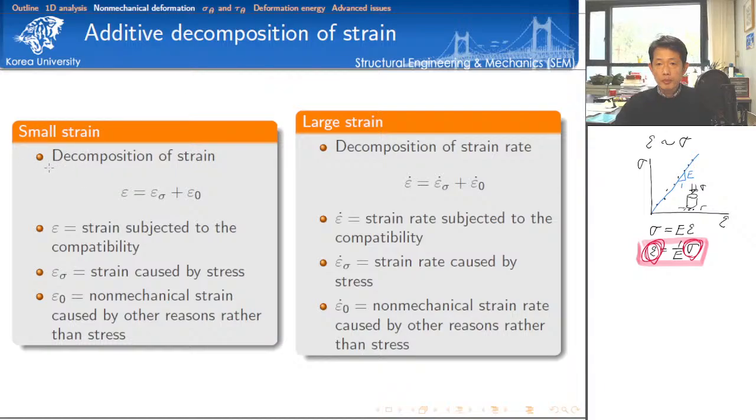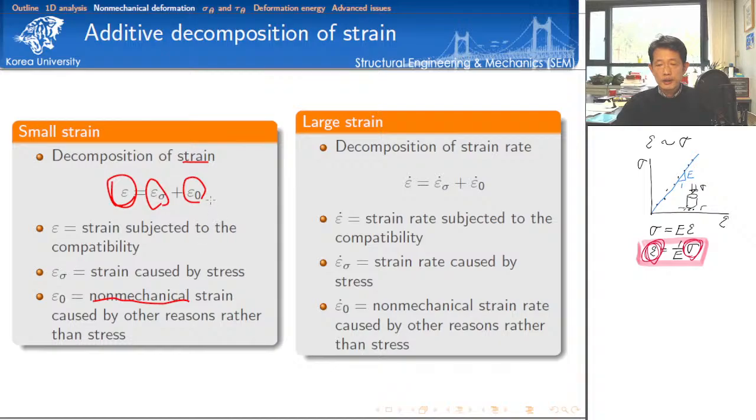That's why, in the case of small strain, we can decompose the total strain like this. The total strain is equal to the strain caused by stress plus the strain caused by other effects rather than the stress. We'd like to call it non-mechanical strain, okay? Non-mechanical strain.